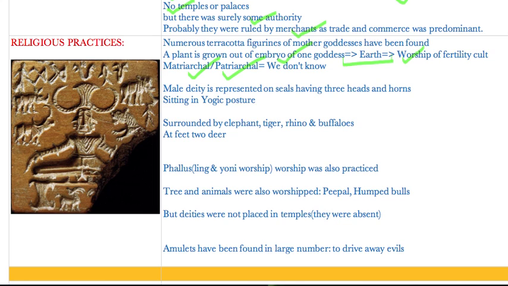A male deity was also worshipped. The male deity is represented on a seal having 3 heads. As you can see in the figure, it has 3 heads and a horn. The deity is sitting in a yogic posture, surrounded by an elephant, tiger, rhinoceros and buffalo, so they might have been sacred. At his feet 2 deer are also seen. This Pasupati seal is very important, so you should go through this seal once.